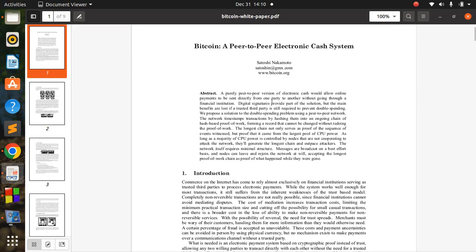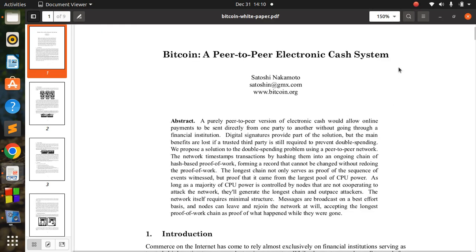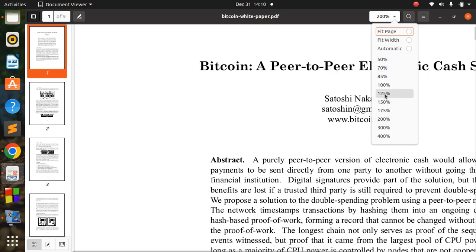Let me zoom this up a little bit. So yeah, let me see. Okay, I believe this should be better. No, it's too much. 150 is okay.